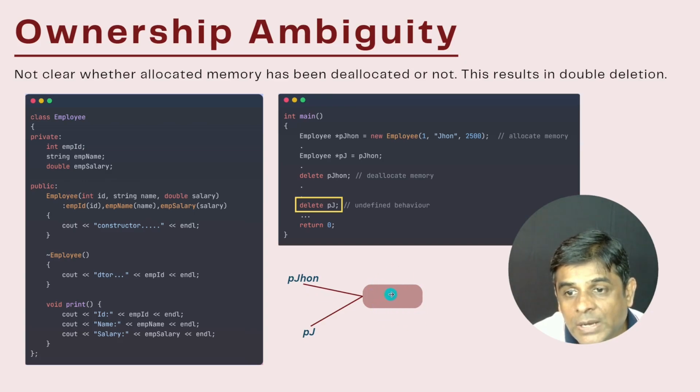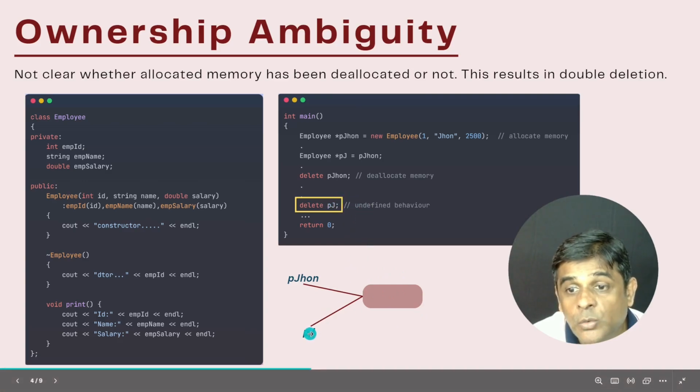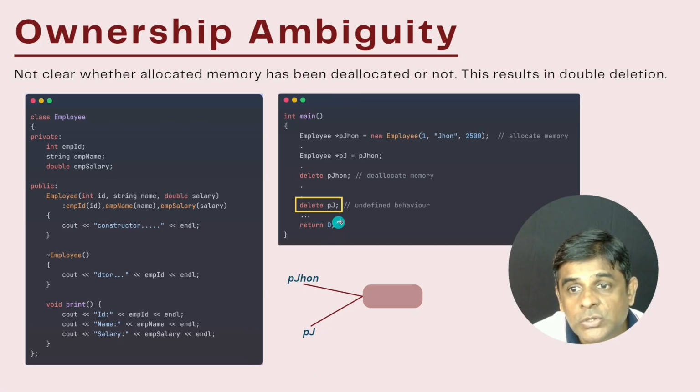has been deallocated, and at some point we are still trying to deallocate the pj object. This is a problem, right? Because here we are not sure whether we own a memory reference or not. This is called ownership ambiguity. We are not confident whether pj holds a valid memory reference or not, and this is also called the double deletion issue.